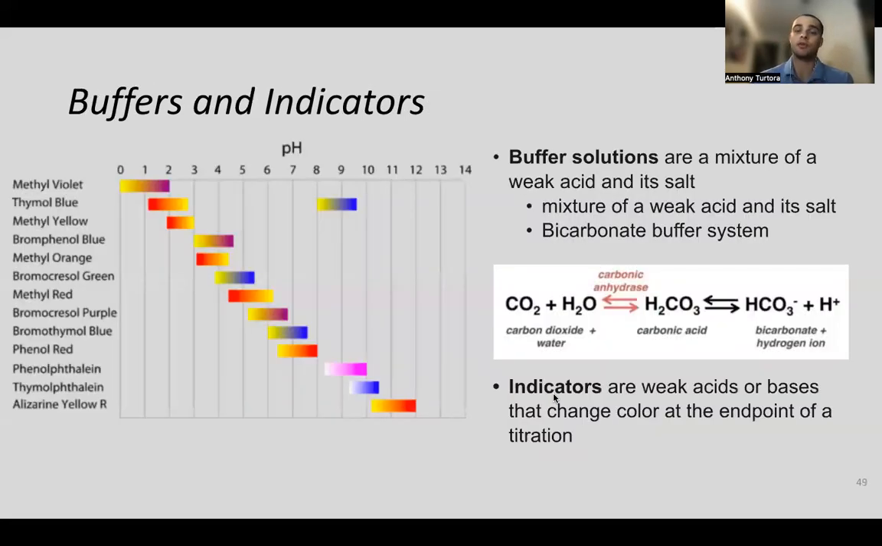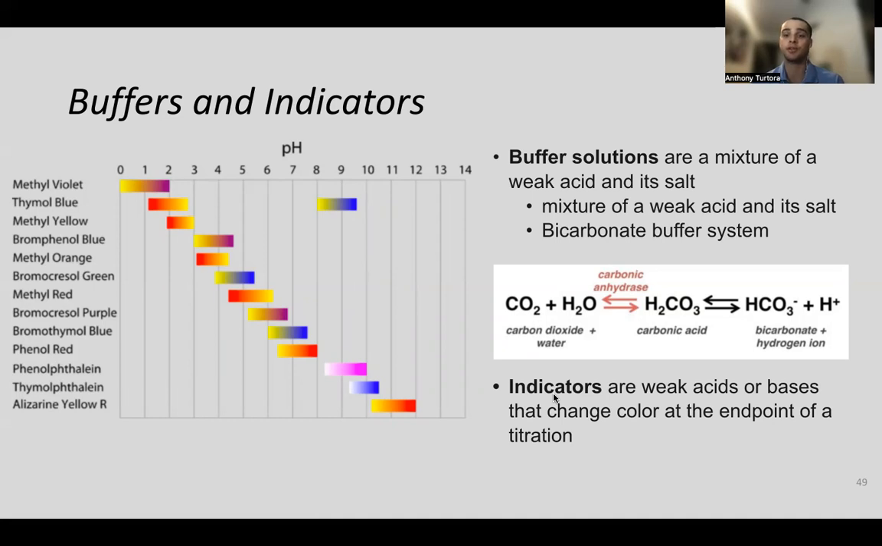All right, now, lastly, we will talk about buffers and indicators. Buffer solutions are specifically a mixture of a weak acid and its salt, like what you see in the bicarbonate buffer system. This is really important for the MCAT, mostly seen in the biochem section, but this is a buffer that is really important to know.